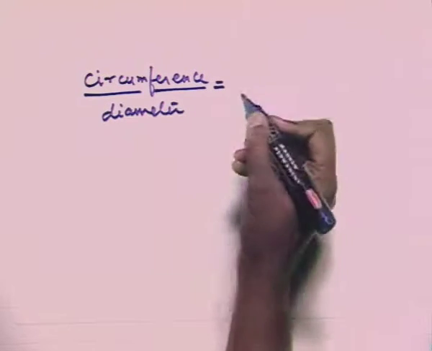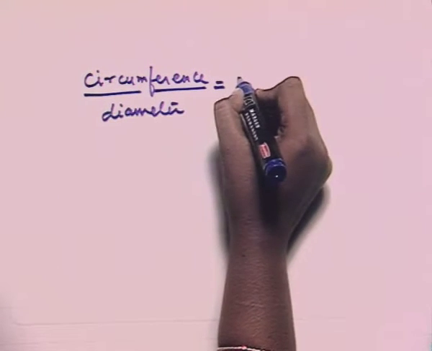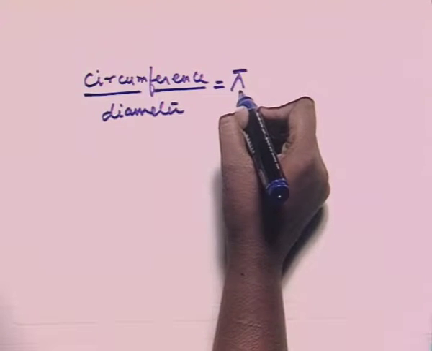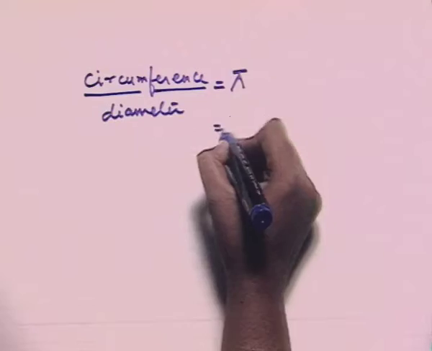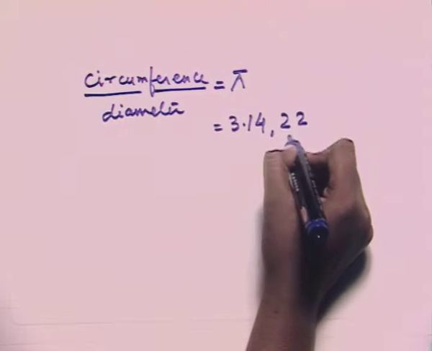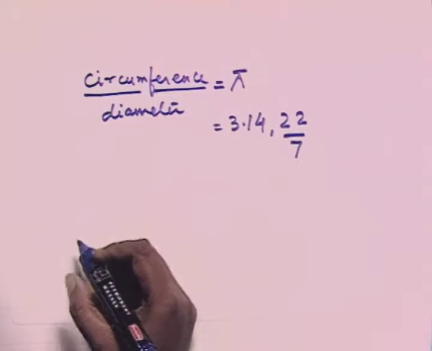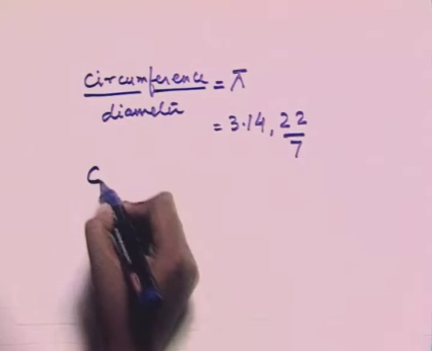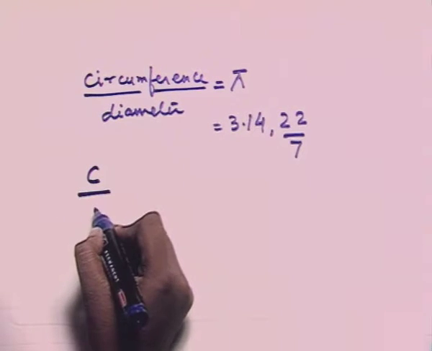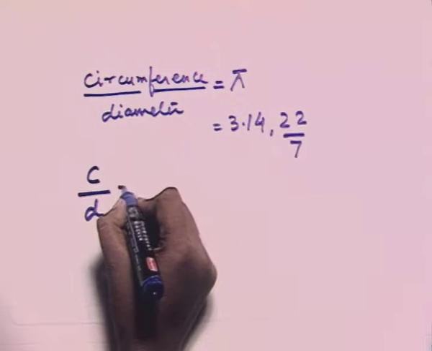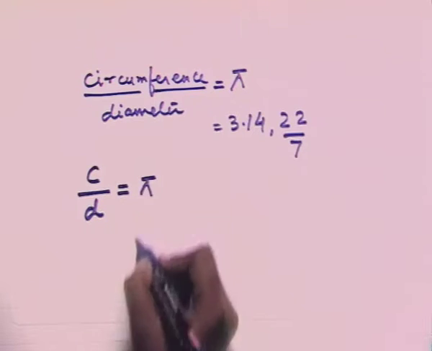is always same, and we denote it by a Greek letter pi. It is an irrational number and its value is approximately equal to 3.14 or 22/7. So, if we write circumference of the circle as c and the diameter of a circle of radius r as d, then c/d is equal to pi.